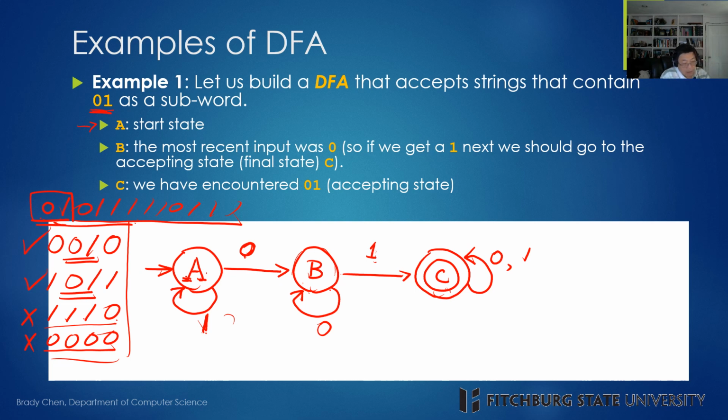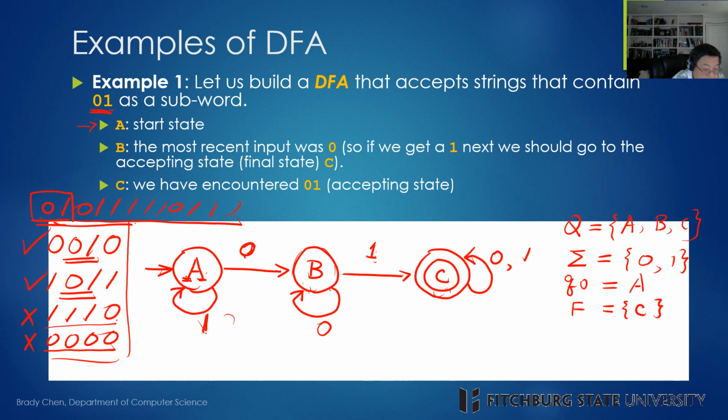Now, let's take a look at this and see what the first element Q is. What's the set of states? Now we have the set of states A, B, and C, right? And then what's the set of symbols? It's a 0 and a 1. And what's the initial state? A, right? What's the set of final states? There's only one final state, C.